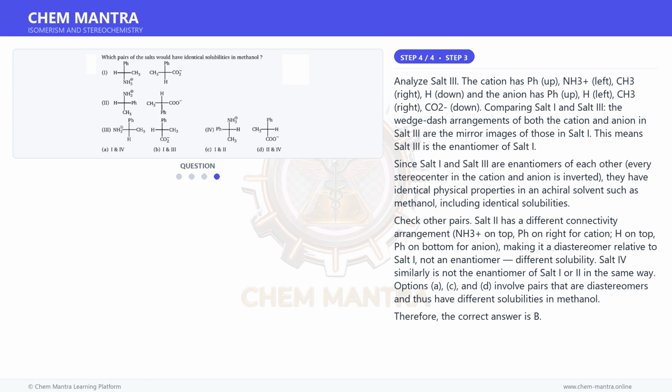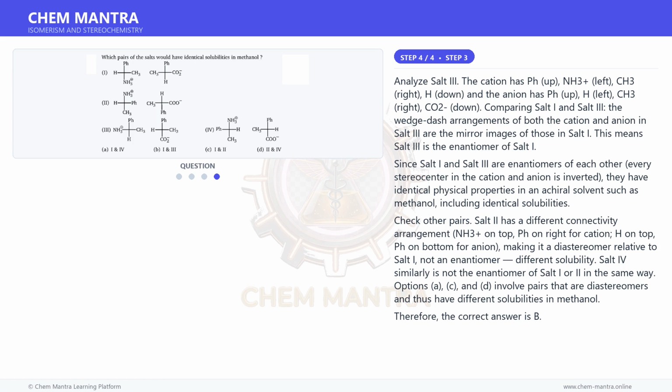Since salt 1 and salt 3 are enantiomers of each other, every stereocenter in the cation and anion is inverted. They have identical physical properties in an achiral solvent such as methanol, including identical solubilities.